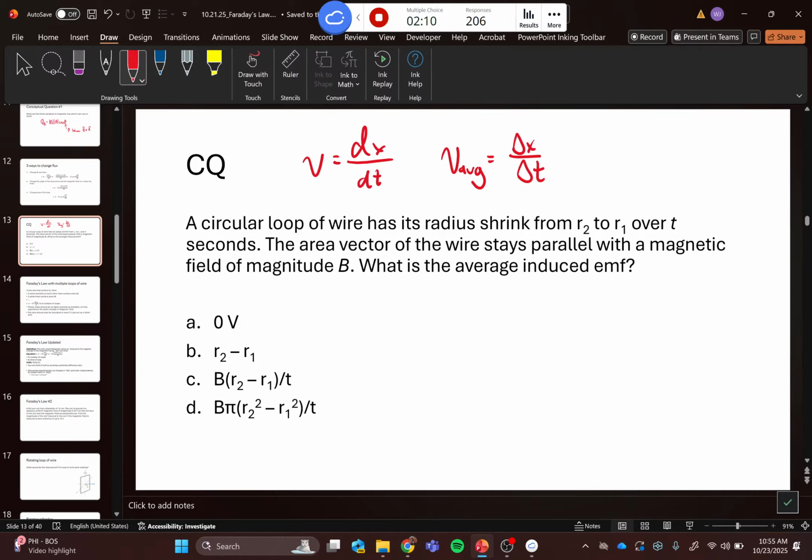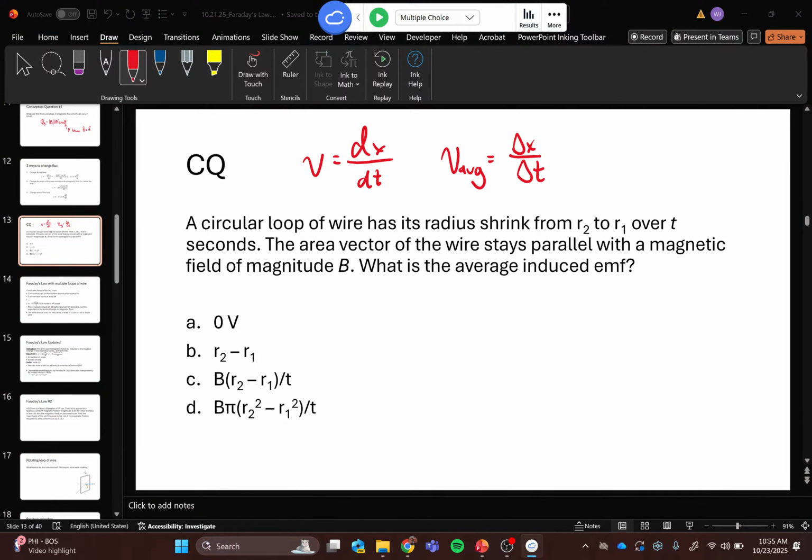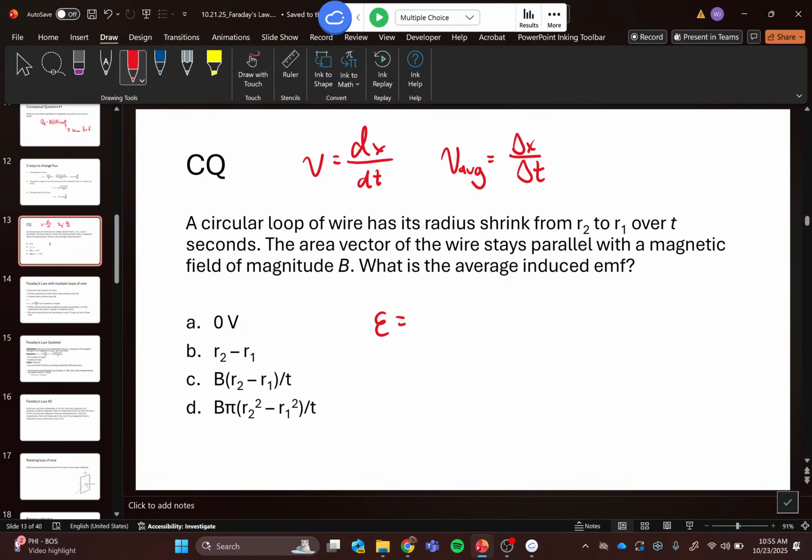All right, give y'all 5 more seconds. So 5, 4, 3, 2, 1. All right, so if you made a mistake here, it's probably because you didn't write it out. And you'll see what I mean. Now, I kind of ignored the negative sign here. I said, what's the average induced EMF? It actually worked out fine with the negative sign.